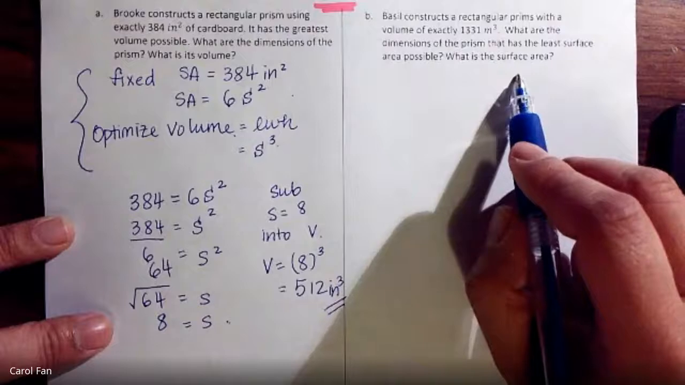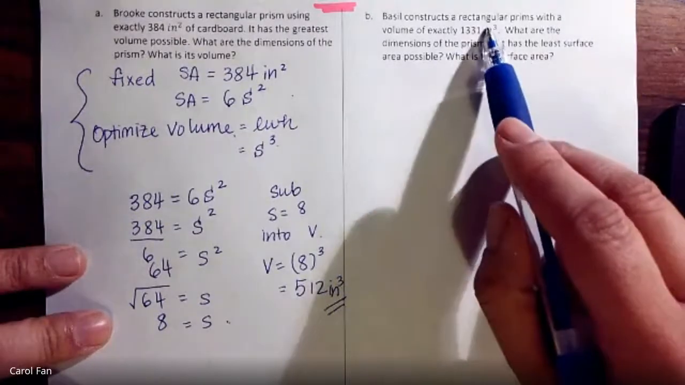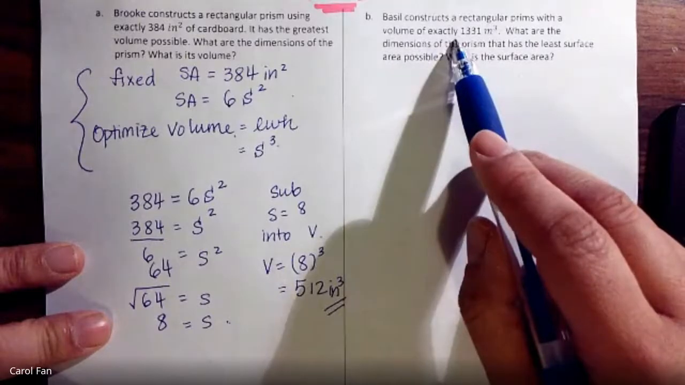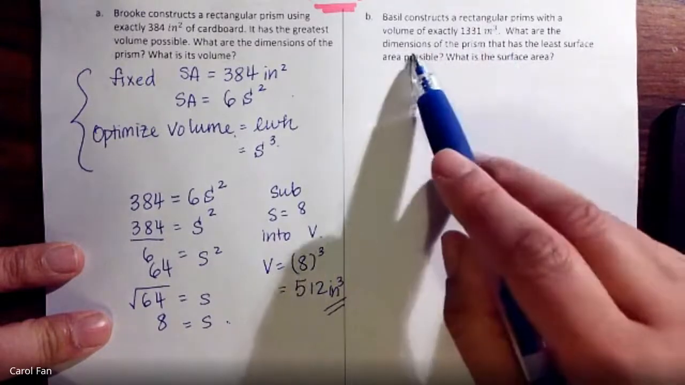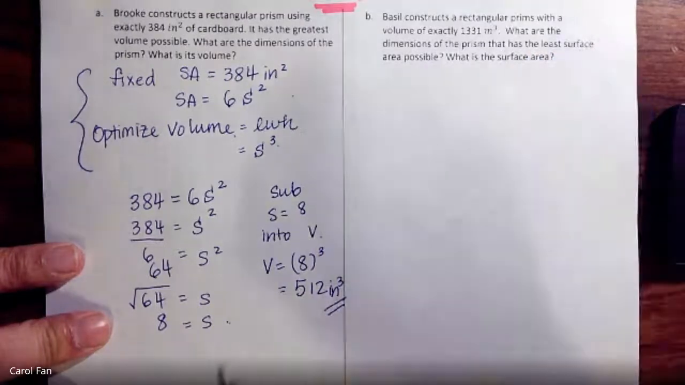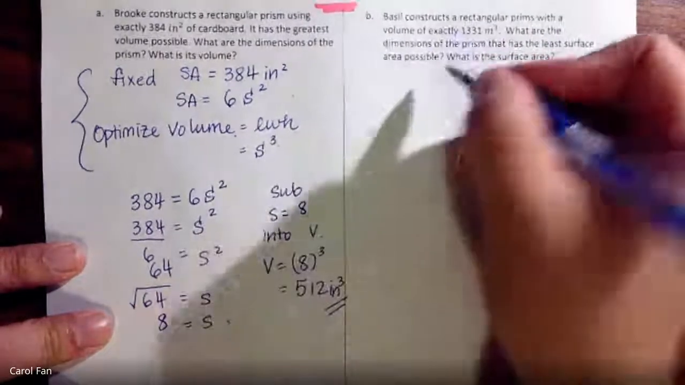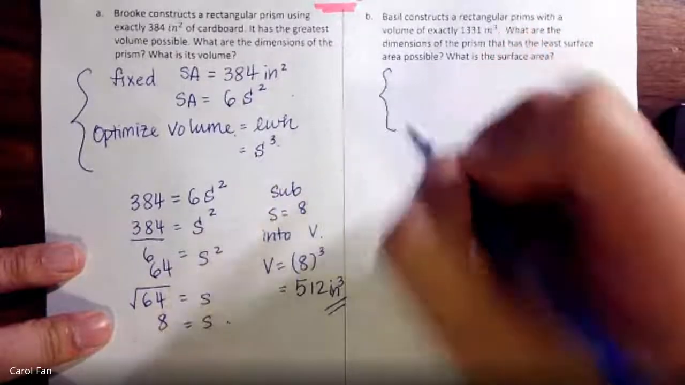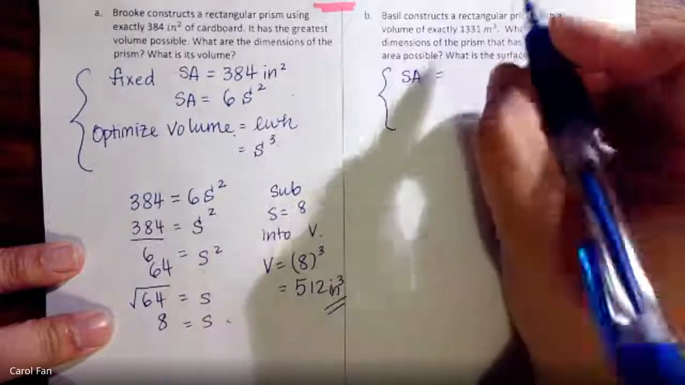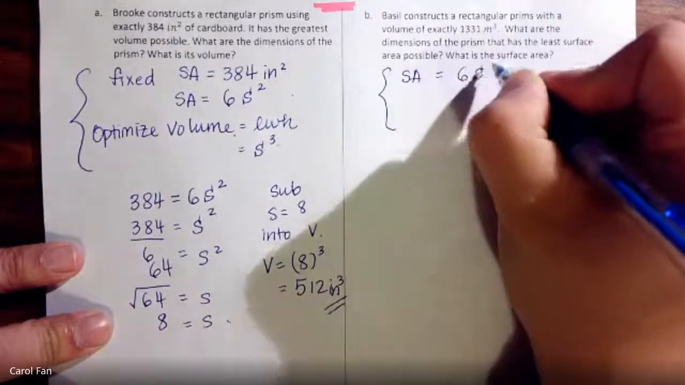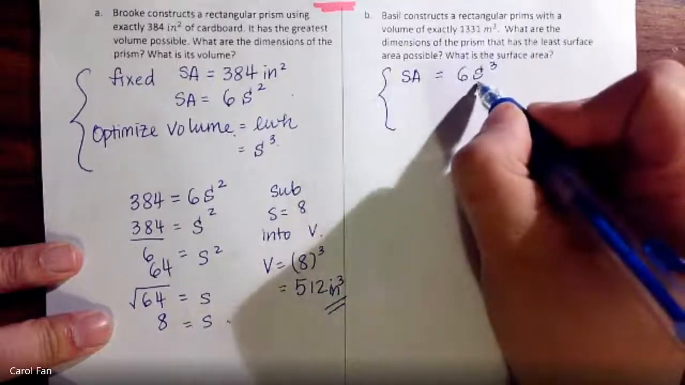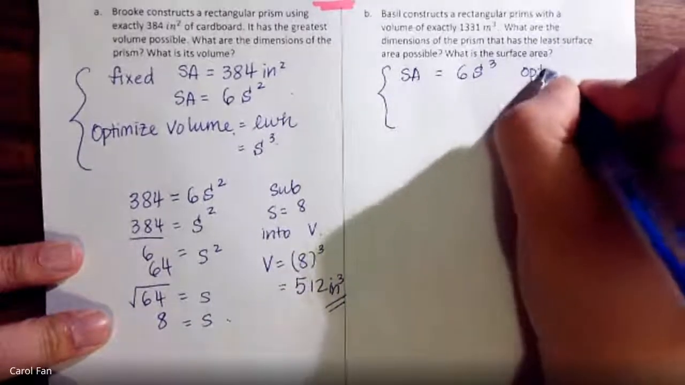On the other side, we have Basil is constructing a rectangular prism with a volume of exactly 1331 meters cubed. What is the dimension of the prism that has the least surface area possible? What is the surface area? Now, in the equations, I'm going to write my surface area equation. I know that that is 6s squared. Now, this is the one that I need to optimize.